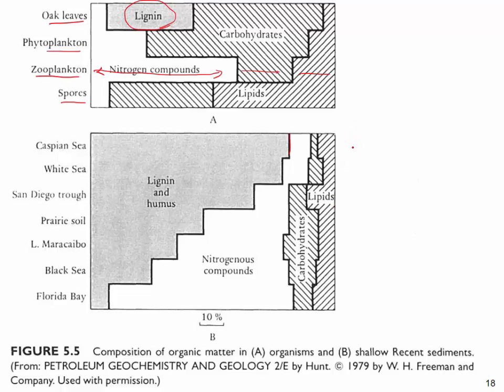And this type of the organic matter will be transformed to hydrocarbon. Maybe this lignin is mostly converted to the coal. Maybe the other component can be to the maybe aromatic oil or the asphaltene or the paraffinic oil.